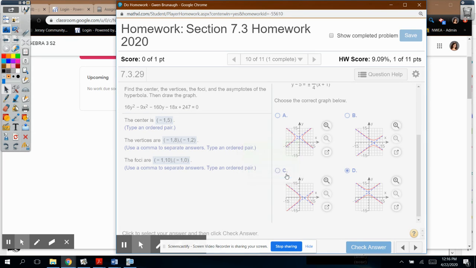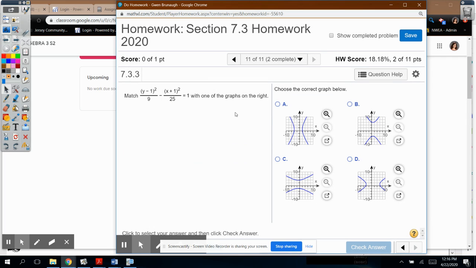Okay. All right, last one here. Which one of these is the graph? Okay, well, center is -1, 1, x from x, y from y, but it's in the y direction, which is up or down. So it's one of these two. Which one of these two has a center of -1, 1? The answer is C.